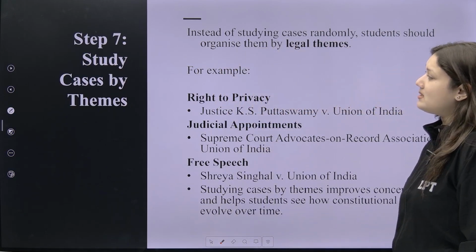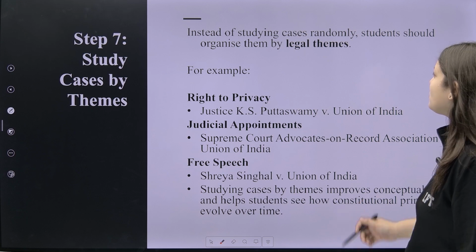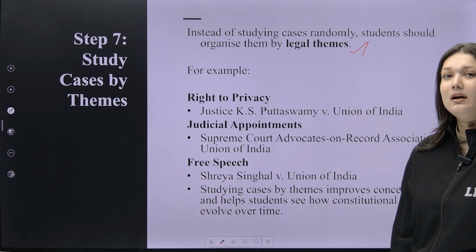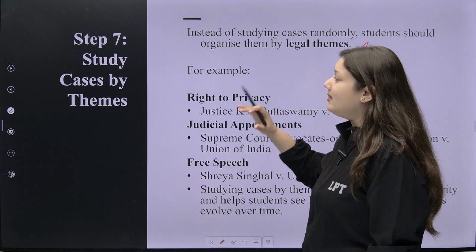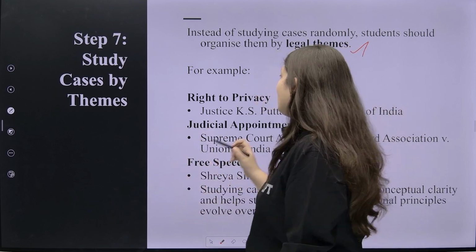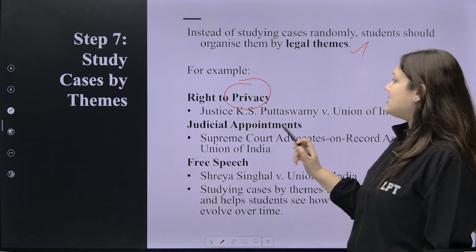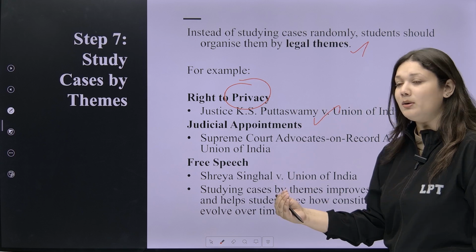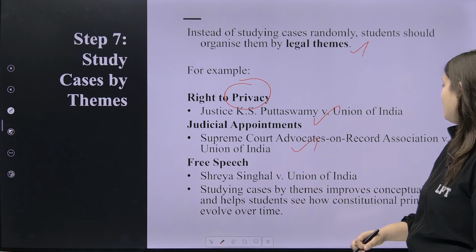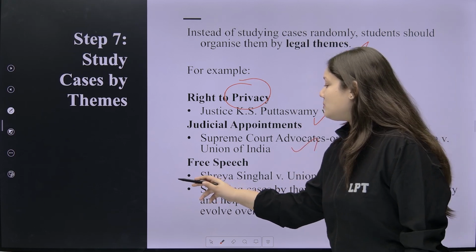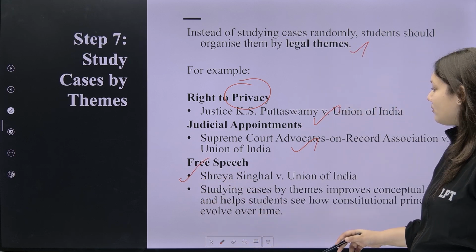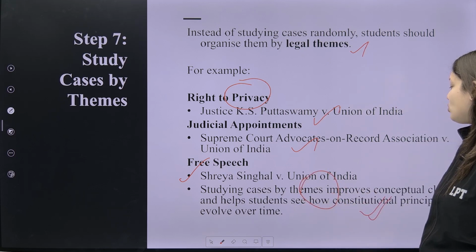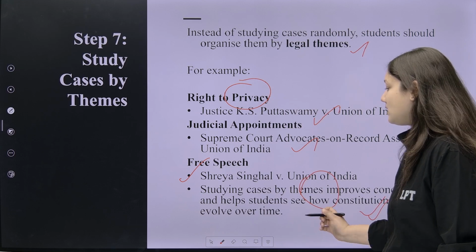Then the 7th step is to study cases by themes. Instead of studying cases randomly, students should organize them by legal themes, right? You should distribute your passages according to legal themes. For example, which cases are on the right to privacy? Justice Puttaswamy versus Union of India. Then which is the judicial appointment case? Supreme Court Advocates on Record Association versus Union of India. Which are the free speech cases? Shreya Singhal versus Union of India. Studying cases by themes improves conceptual clarity and helps students see how constitutional principles evolve over time.